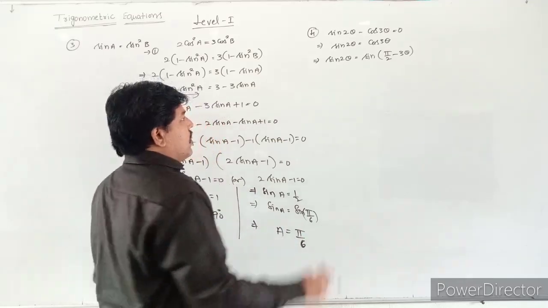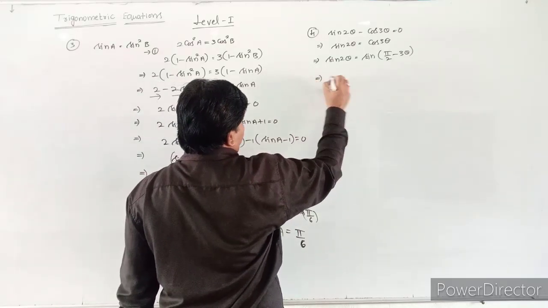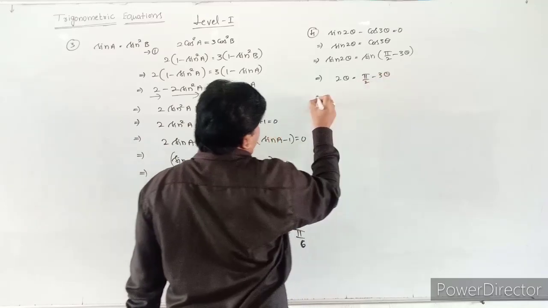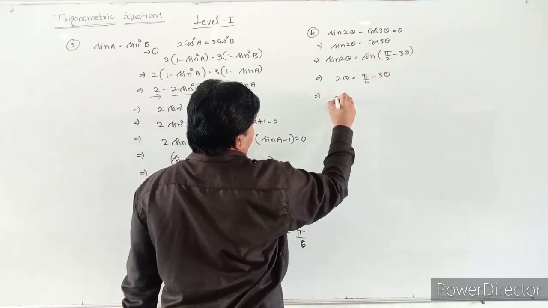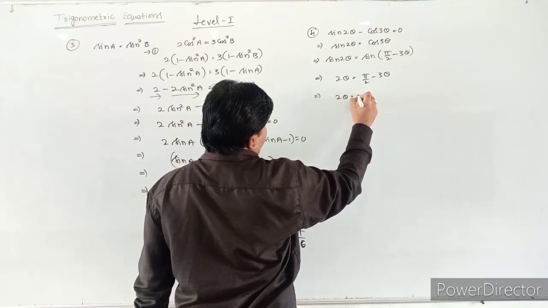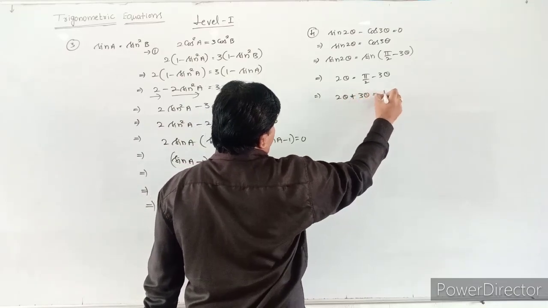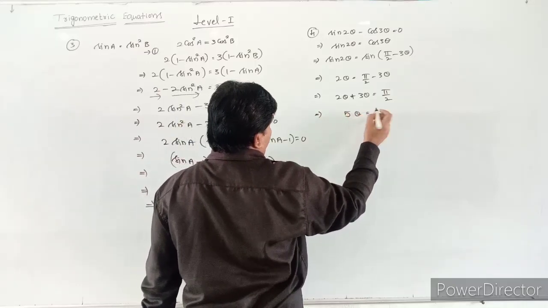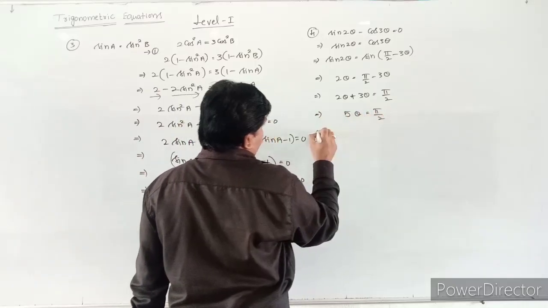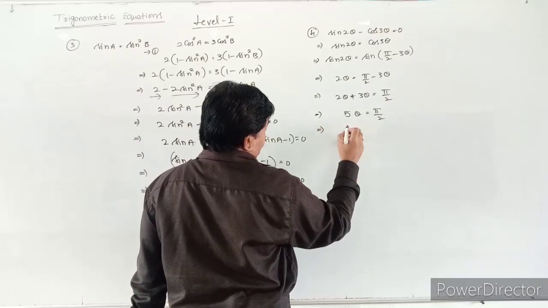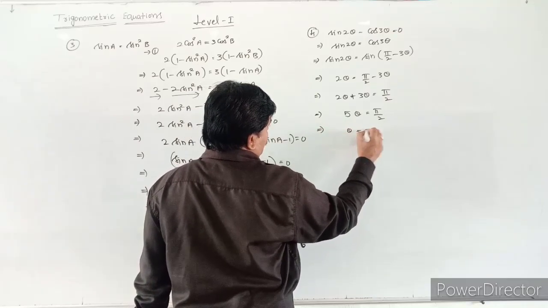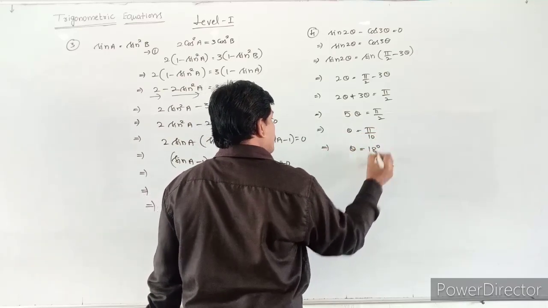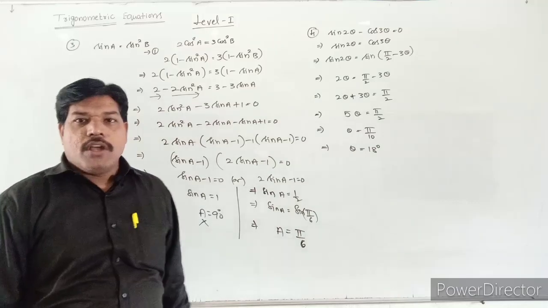So we will take 2 theta is equal to pi by 2 minus 3 theta. Take the 3 theta to this side: 2 theta plus 3 theta is equal to pi by 2. So 5 theta is equal to pi by 2, so theta is equal to pi by 10. So theta is equal to 18 degrees.